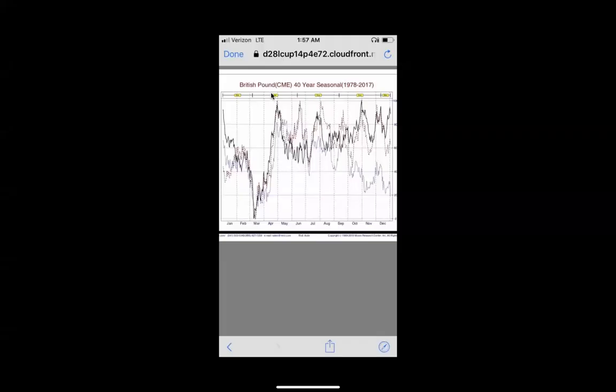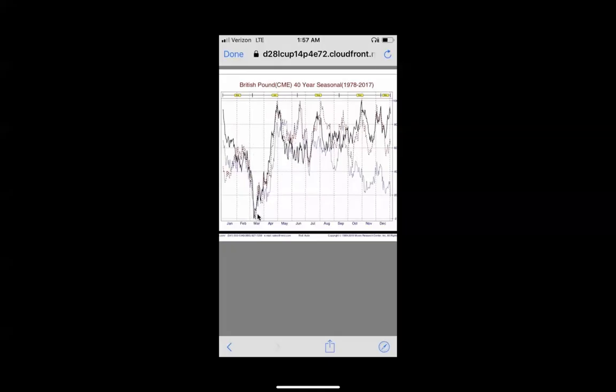Okay. So this is the British pound 40-year seasonal chart. What you want to pay attention to is this black line. I will also post these in the channel for y'all to have. Y'all can also Google it. But what you want to pay attention to is just the black line, okay? When it's just doing this back and forth, like in the end of May and the beginning of June, you don't really want to care about the seasonals.